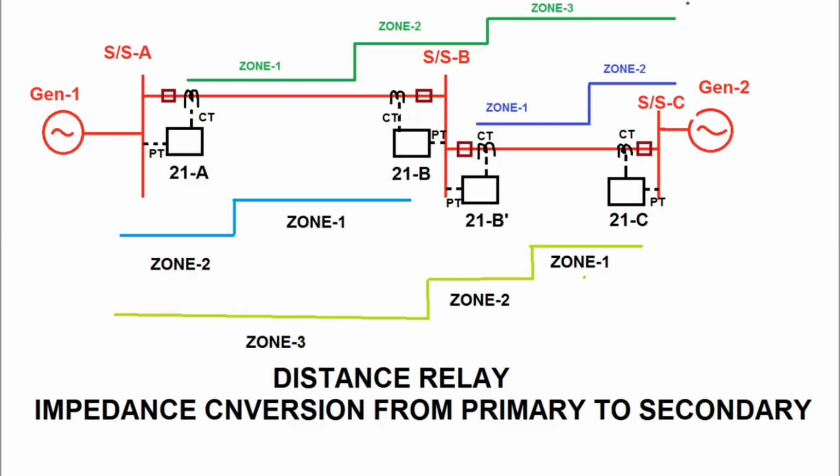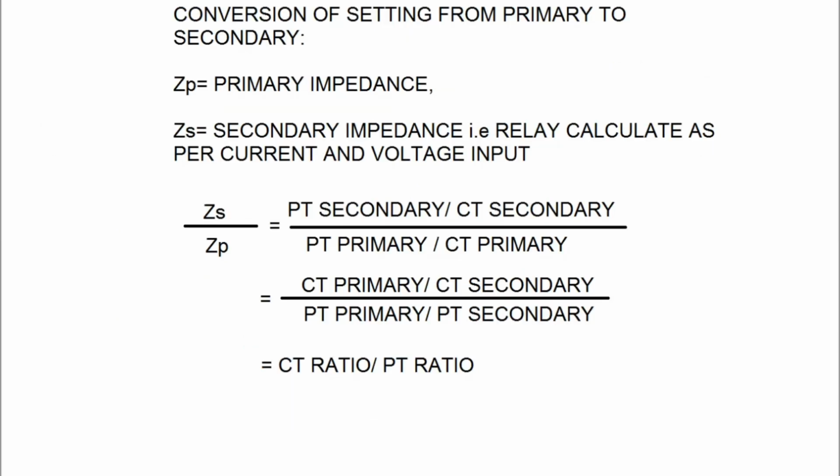So in this video I'll discuss how the impedance conversion is done from primary to secondary value for the distance relay. The distance relay calculates the impedance based on the CT secondary current input and PT secondary voltage input which are given to the relay. When a fault occurs in the transmission line, the current will increase and the voltage will decrease.